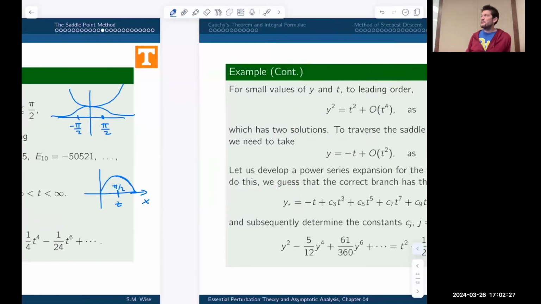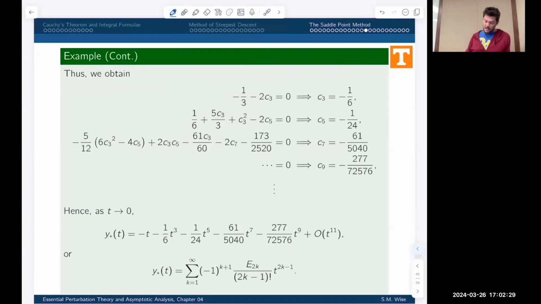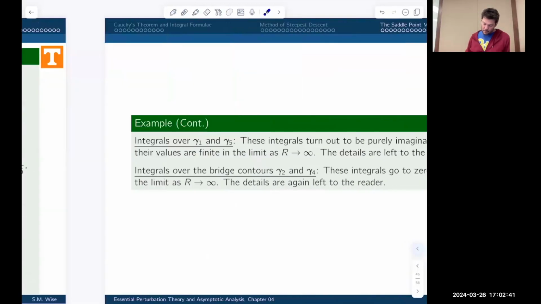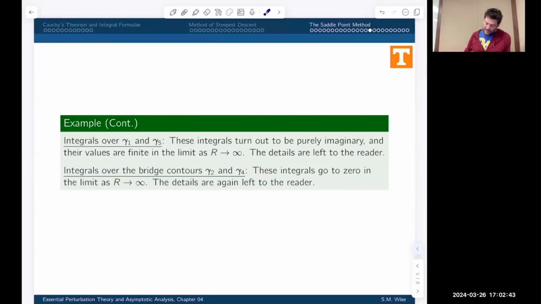I played around with it for a very long time until I came up with this, and then maybe after a week of playing with it, I realized it's not going to be useful anyway. So, oh well. All right, so now the integrals over gamma 1 and gamma 5, these integrals turn out to be purely imaginary, okay? So you can do them.